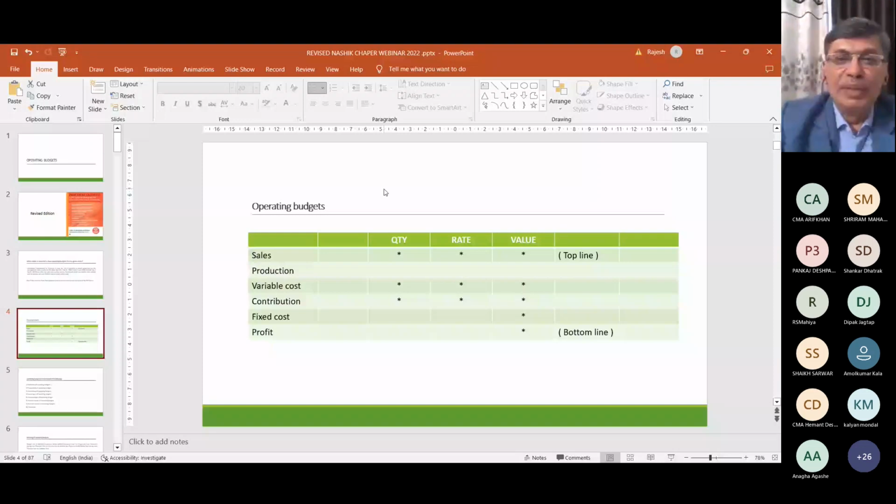With these broad parameters, the management will proceed for the next year, maybe from April to March for our company, and maybe from January to December for an MNC.